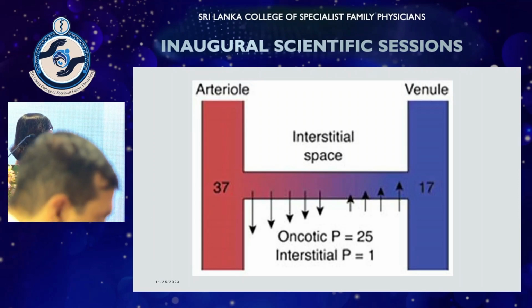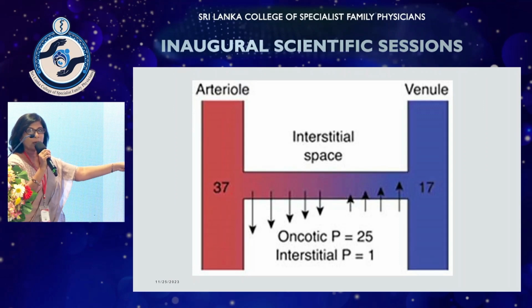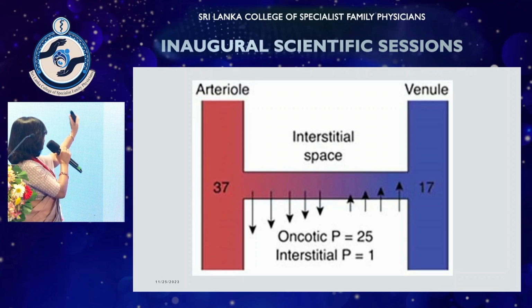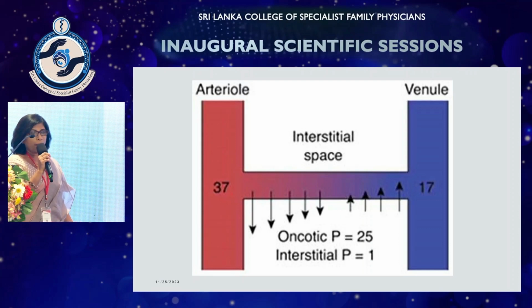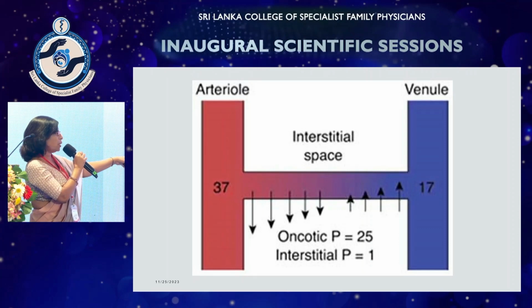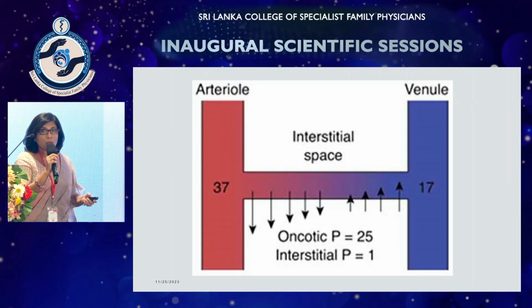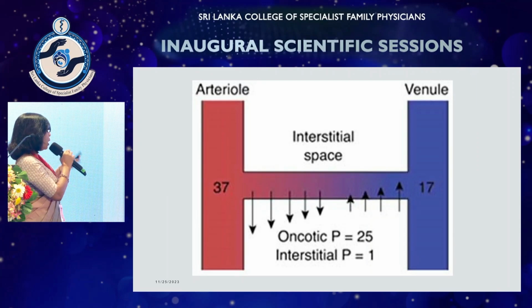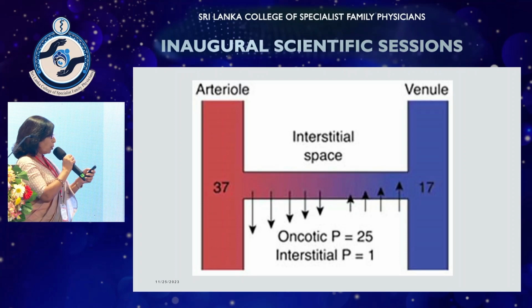But if there are any changes in the arterial end or the venular end, that means if the hydrostatic pressure is going up, definitely the interstitial fluid is going up. Or else, if the oncotic pressure is going down, yes, the interstitial fluid is going up. So we have to find out, as a cause, what actually happens to the patient, whether the hydrostatic pressure goes up, or the oncotic pressure is going down, or any problem with the lymph.